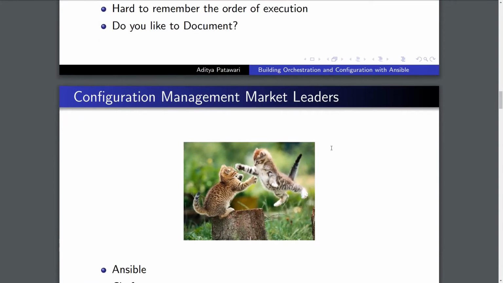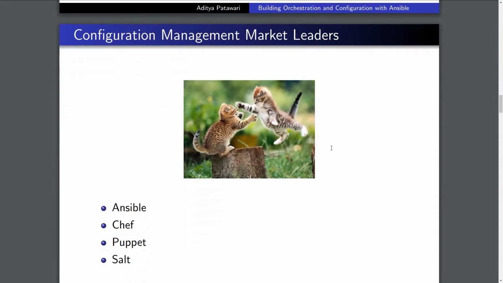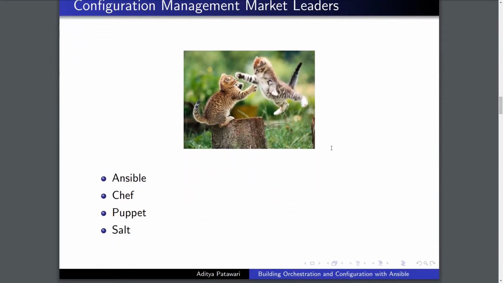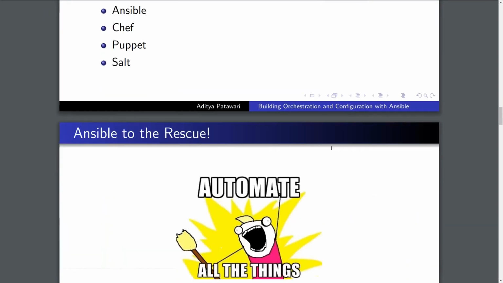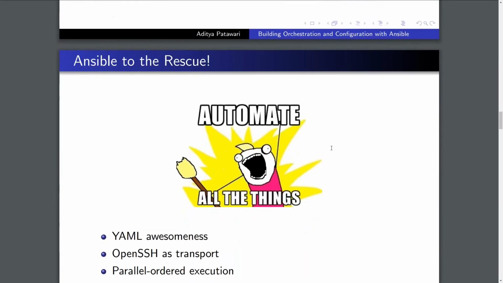Now, configuration management tools help address these problems, and there are a bunch of them out there. Ansible is one of them. I've listed these in alphabetical order: Ansible, Chef, Puppet, and Salt. These are some of the most popular, most common configuration management tools. All of them are battle tested, and I've personally seen them running and managing a few thousand hosts. So they are very good. But today we are specifically going to talk about Ansible.